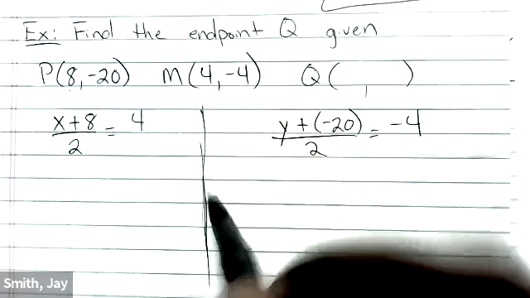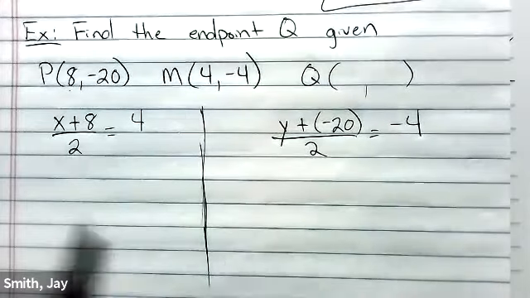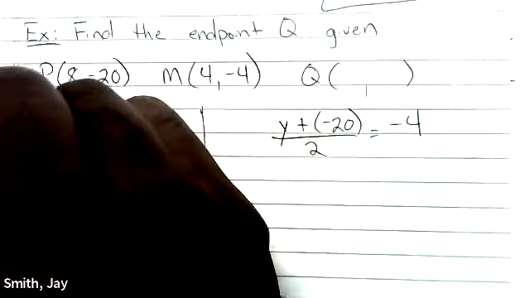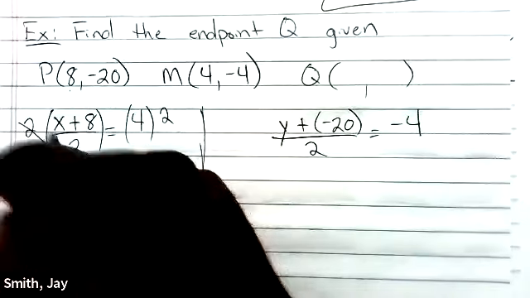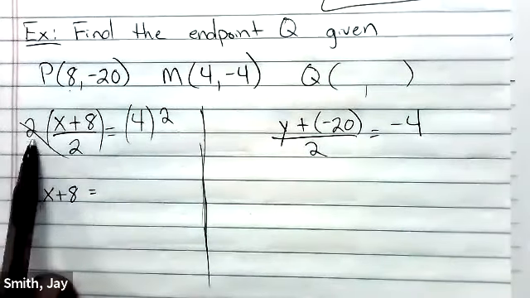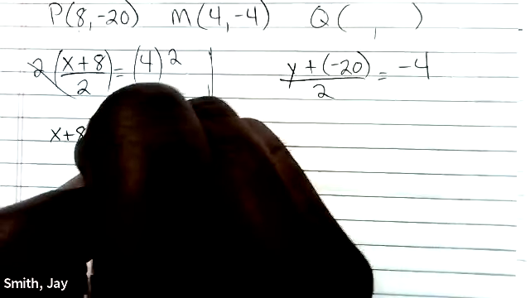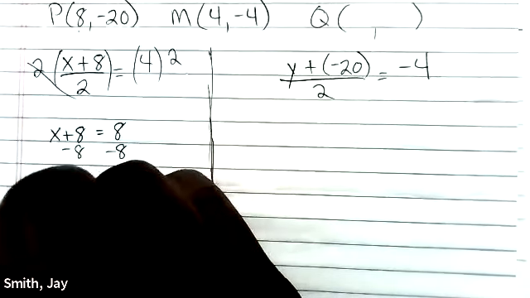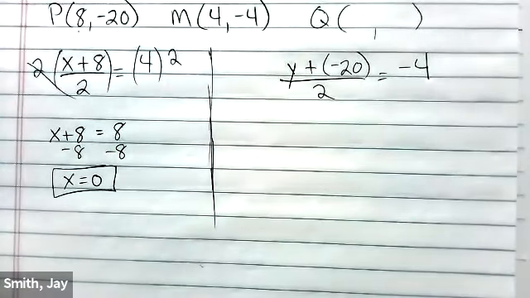All right. So now all we have to do is solve these two equations independently. Here, X plus 8 divided by 2, if it were me, first thing I want to do, get rid of my denominator by multiplying both sides by 2. So now I'm just left with X plus 8. The 2's cancel out. Is equal to 4 times 2, which is also 8. Get the X by itself. We end up with the X coordinate for that point Q that we're looking for. It's going to be 0.